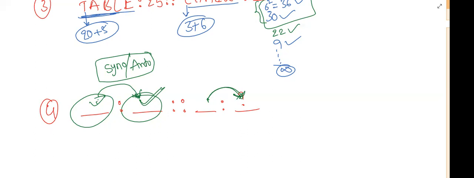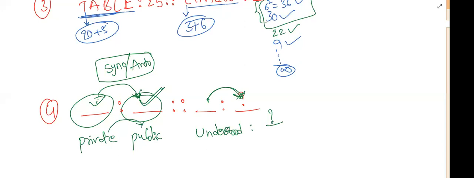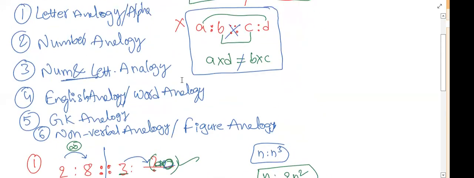Sir, give an example. Private is given and public is given. Give any other word. Understood is given. Then answer is not understood? What is the relation between private and public? It's antonym, sir, but the antonym of understood. Did not understand will also come, right, sir? Didn't understand. Okay, right.